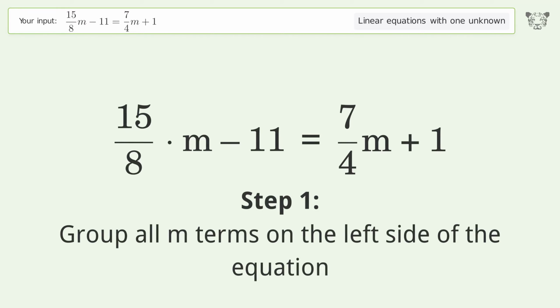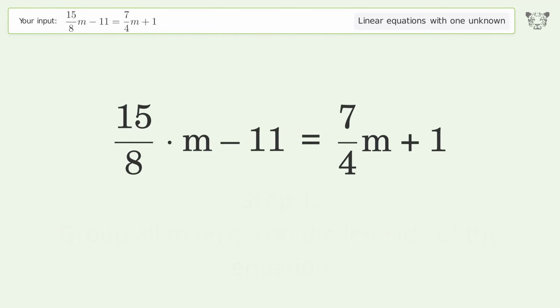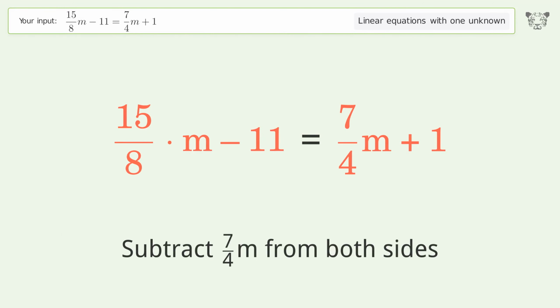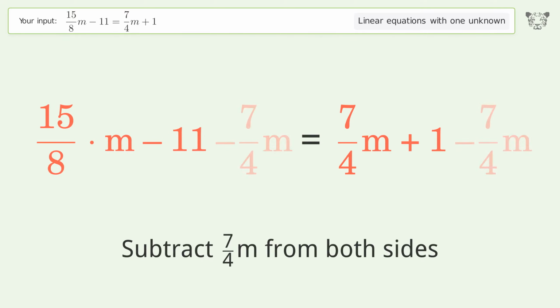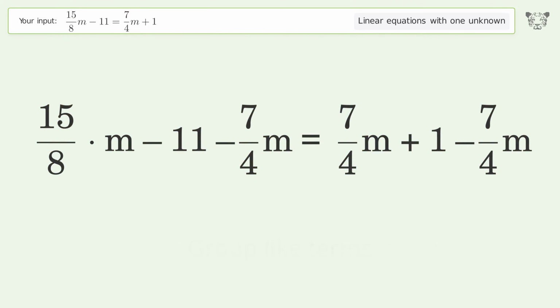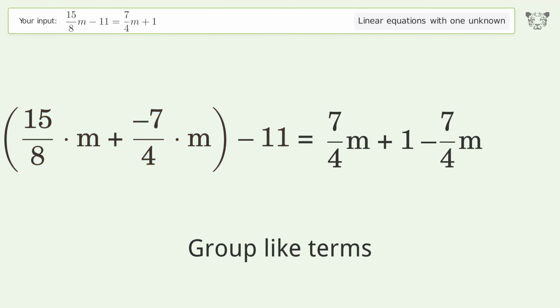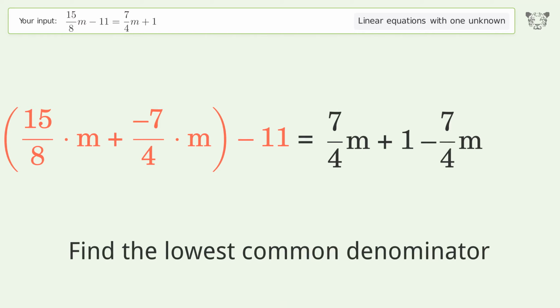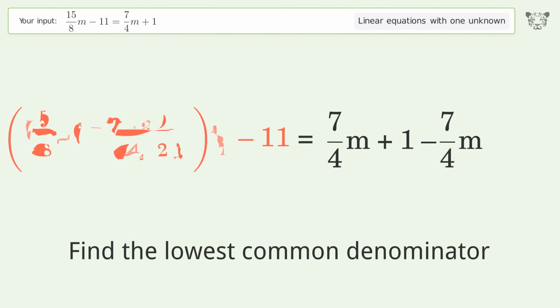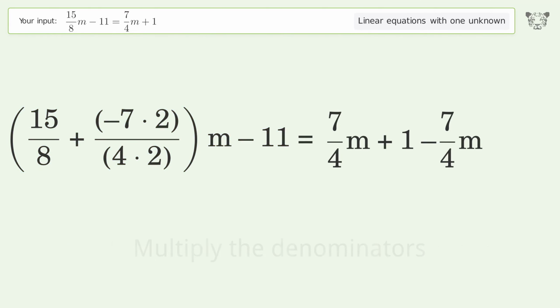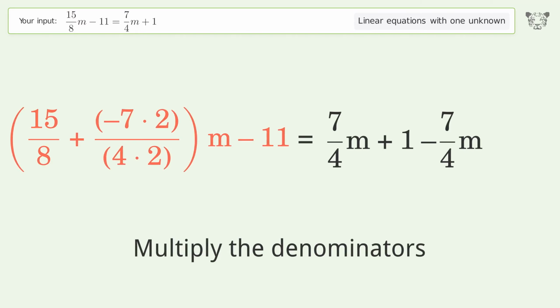Group all m terms on the left side of the equation. Subtract 7/4m from both sides. Group like terms. Find the lowest common denominator. Multiply the denominators.